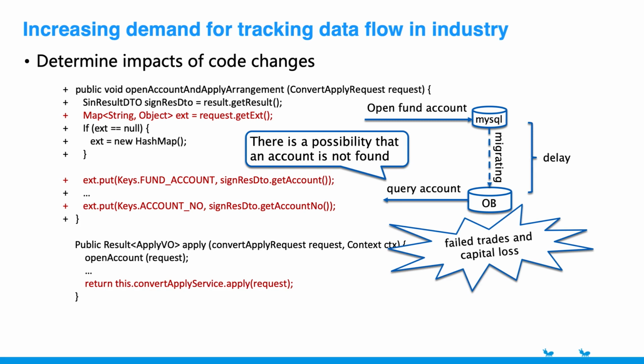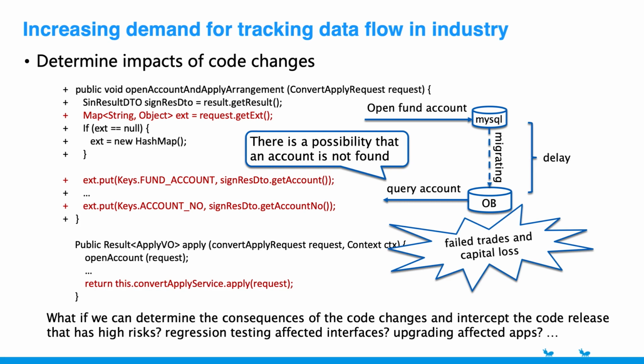However, the code release happens when the account system is migrating its database. The opening account operation happens on the old database, and the querying account operation happens on the new database. Since there is a delay between the two databases, there is a possibility that an account might not be found. The code change finally causes failed trades and capital loss.